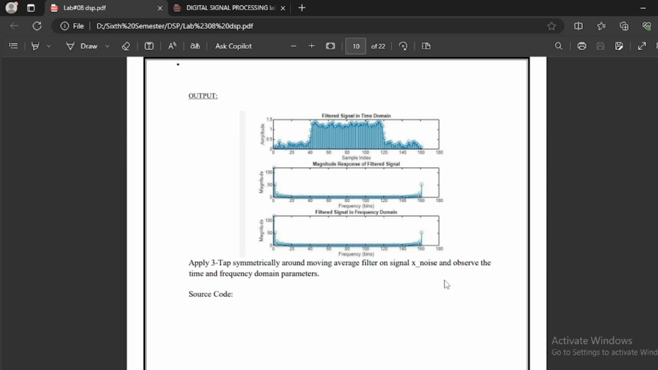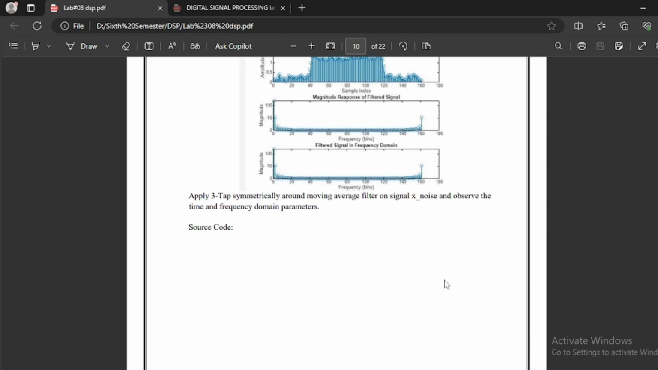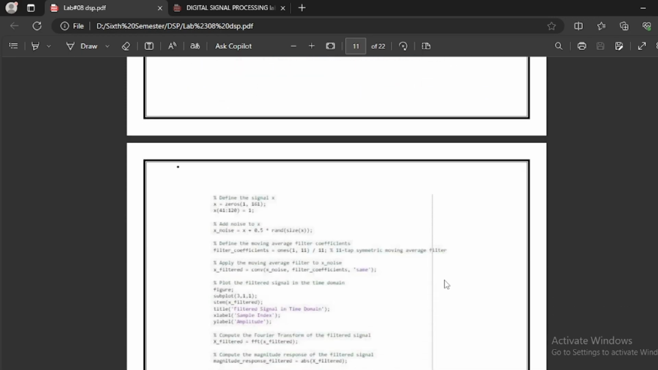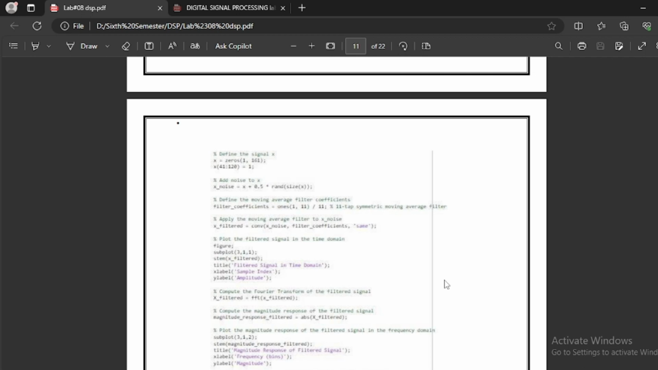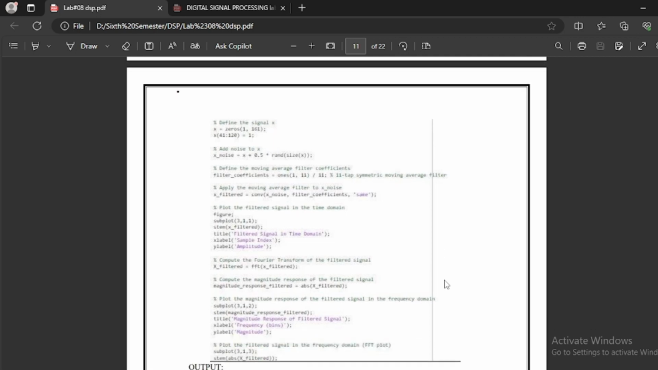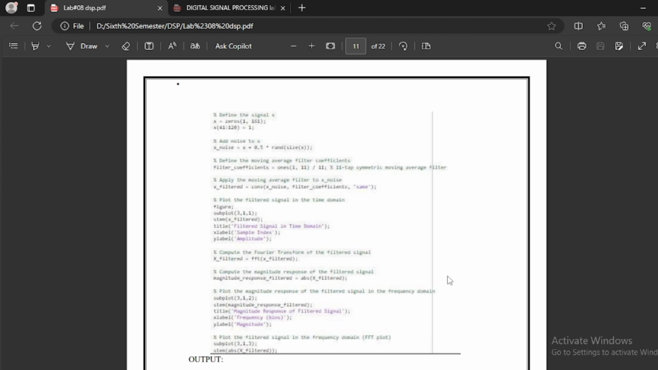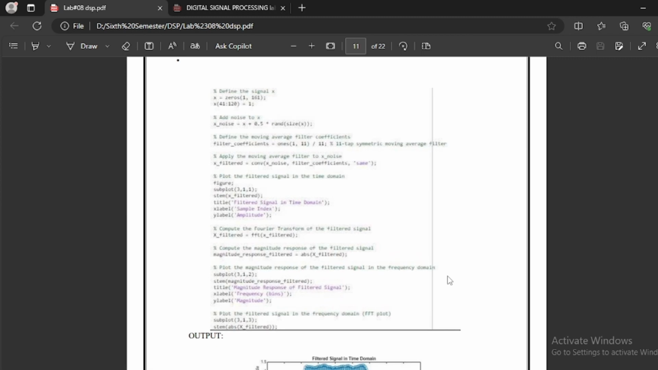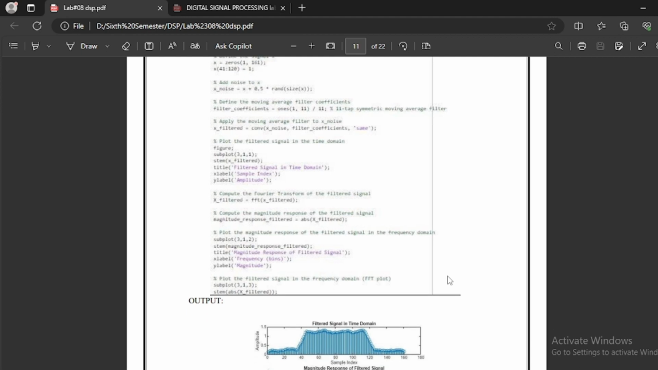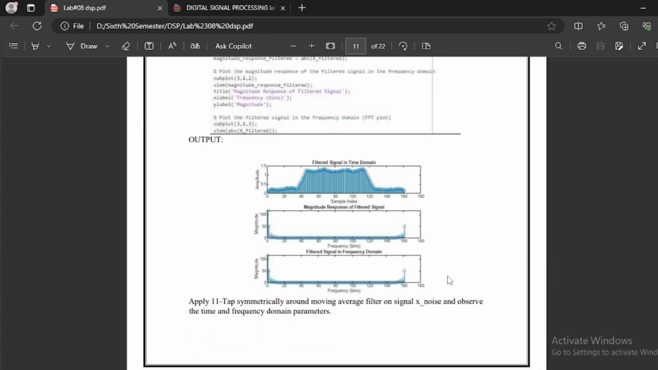Then next task is apply 3 taps symmetrically around moving average filter on signal x noise and observe the time and frequency domain parameters. Here is our source code. First we have defined the function, then we add noise to x, then we define moving average filter coefficient, then applying moving average filter, then we use the plot command, then we use the formula to compute the Fourier transform of the filter signal, then we use the formula to compute the magnitude response of the filter signals, then we use the plot command. Here is our output.